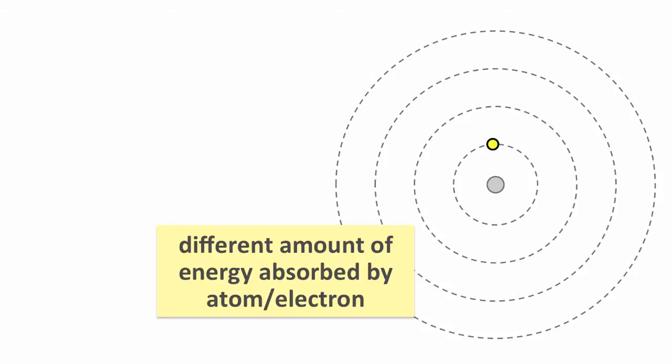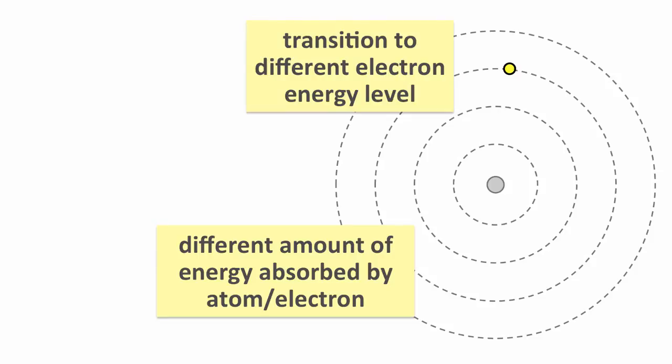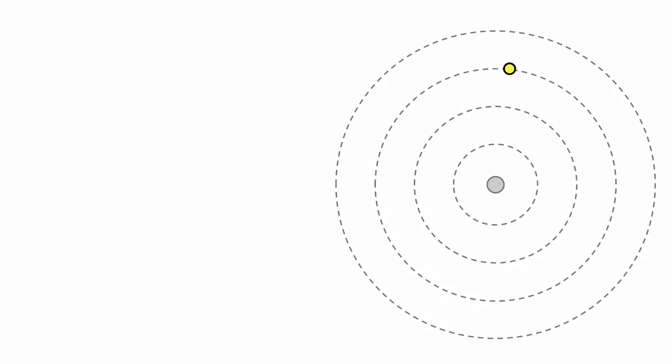Now, each transition for each element corresponds to a different amount of energy absorbed by the atom, or by the electrons in the atom. So going from the first level to the third level absorbs a different amount of energy than the first to the second. And the same for the second to the third, or the second to the fourth, and it's different for each element as well. So different transitions correspond to different energy photons.